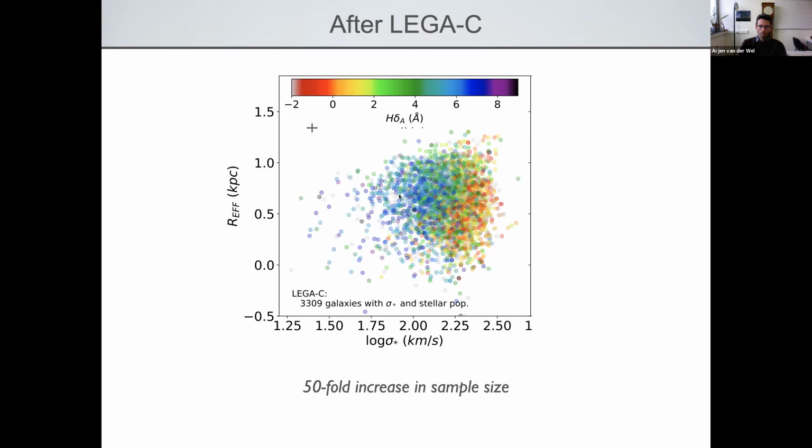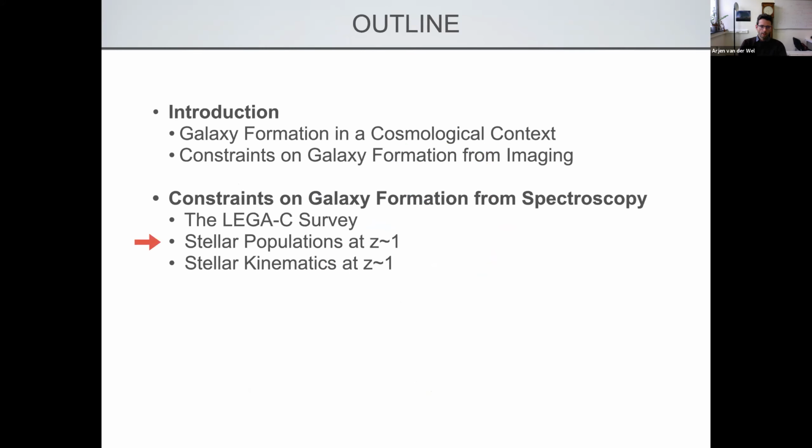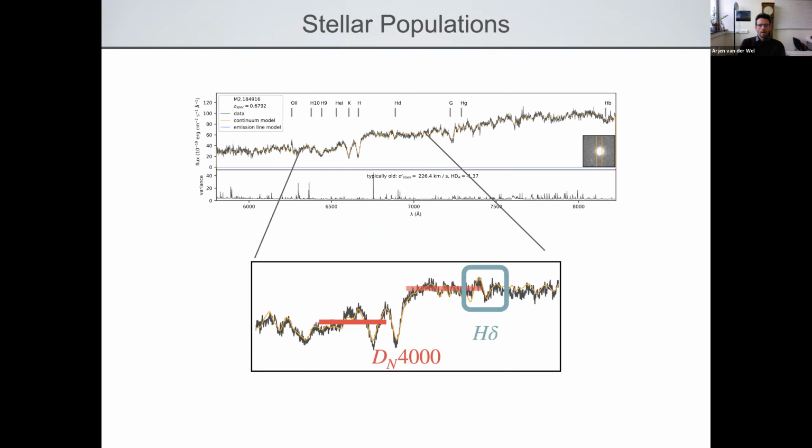So what can we do with that? What do we learn? Let's first take a look at the stellar populations. I've shown these spectra before. First I'm going to summarize these spectra in two numbers. I'm going to take the strength of this H delta feature. Here it's a weak H delta feature because it's an old galaxy. I'm going to compare that with the strength of the D4000 break. The D4000 break is the ratio of the flux here and here. So old galaxies have a strong break, young galaxies have a weak break.